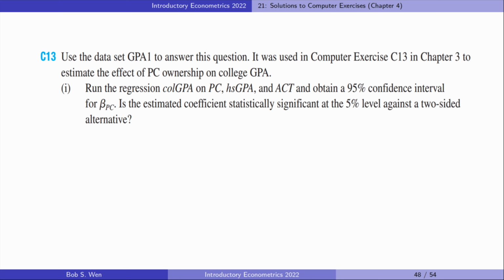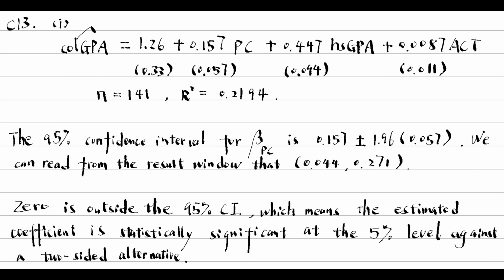Let's try computer exercise number 13. In part 1, we run the regression of college GPA on PC ownership, high school GPA, and ACT. The estimated equation is as follows. We can read from the result window that the 95% confidence interval for the coefficient on PC is from 0.044 to 0.271. 0 is outside the 95% confidence interval, which means the estimated coefficient is statistically significant at the 5% level against a two-sided alternative.